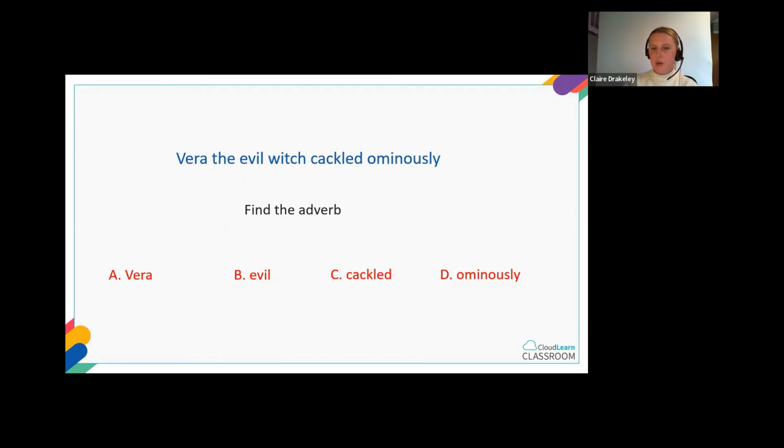Let me share the results with you. Every single one of you said D. Absolutely. Ends in ly. It describes the verb. She cackled, which is the verb, and she did it ominously. That is the adverb. I think that's why, because you said verb originally, didn't you?